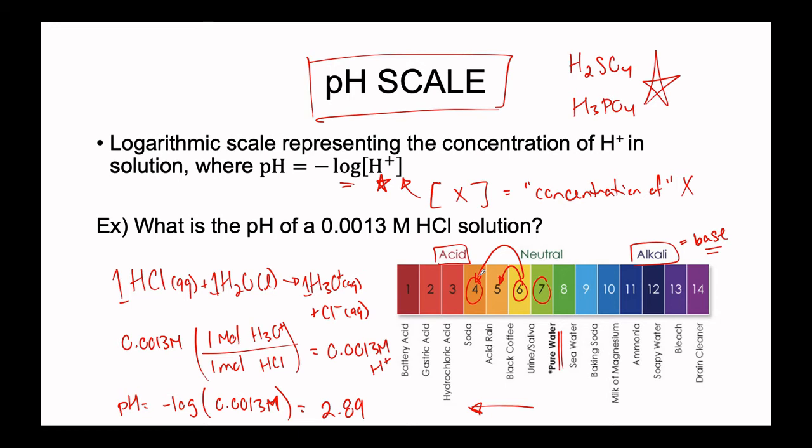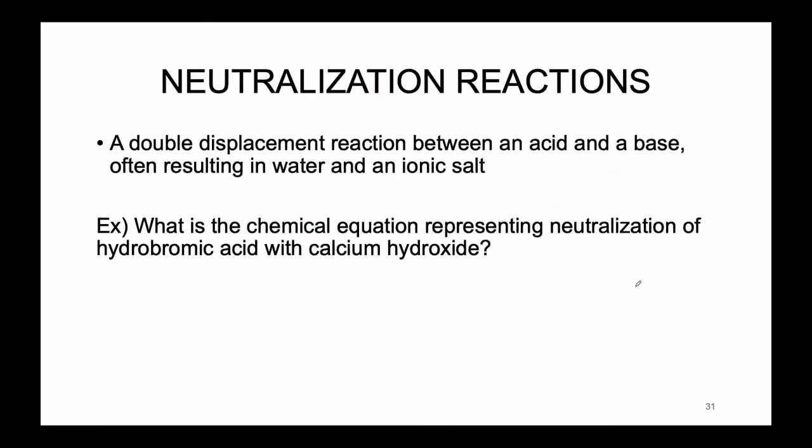Now, if we're going in the other direction, the basic side, we can see that seawater is about 10 times more basic than pure water. Then there's baking soda, milk of magnesia, ammonia, and soapy water, which, if truly soapy or detergent-y, has a pretty basic pH. And then we can see bleach after that. And last but not least, we have drain cleaner, which is like a combination of bleach and some other cleaning agents, which make it even more basic.